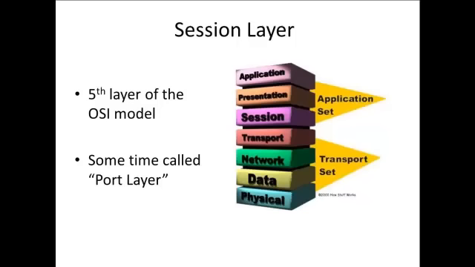So the session layer is the fifth layer on the OSI model, starting from the bottom, and it is located between the presentation and transport layers. Also, the session layer is sometimes called the port layer.